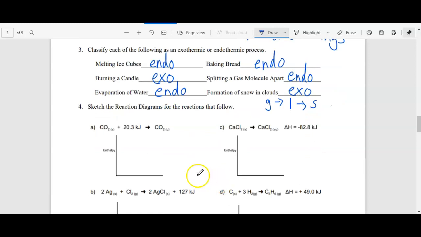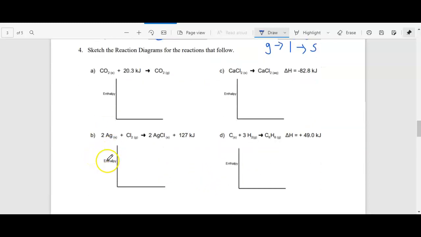Next part we're going to do here is sketch the graphs. We've got A, B, C, and D. We're going to go and work A real quick. First thing we got to figure out is, is this an endothermic or exothermic reaction? Where is heat at in this equation here? Is it on the reactant side or the product? It's on the reactant side. So we're putting heat into this system.